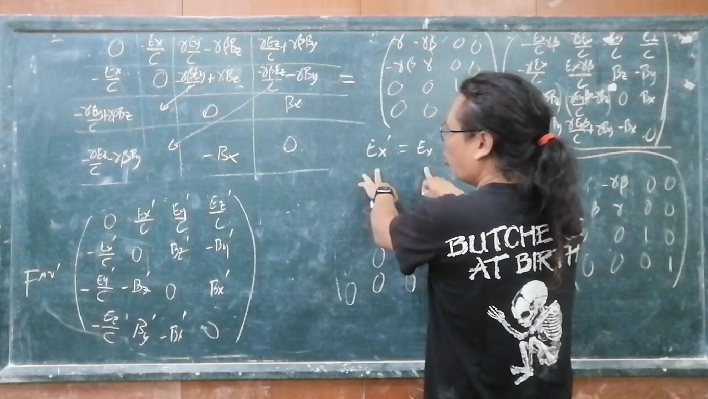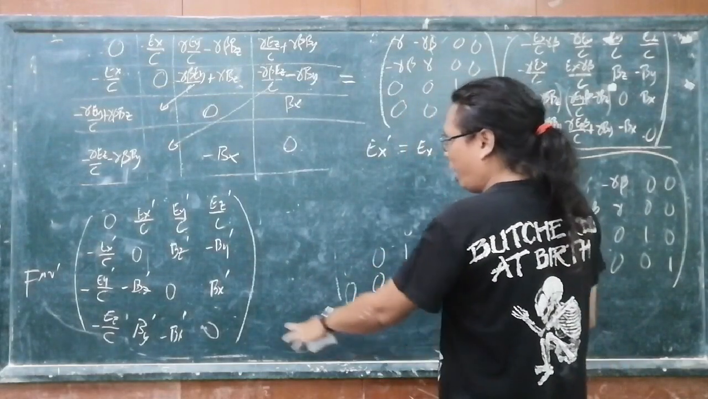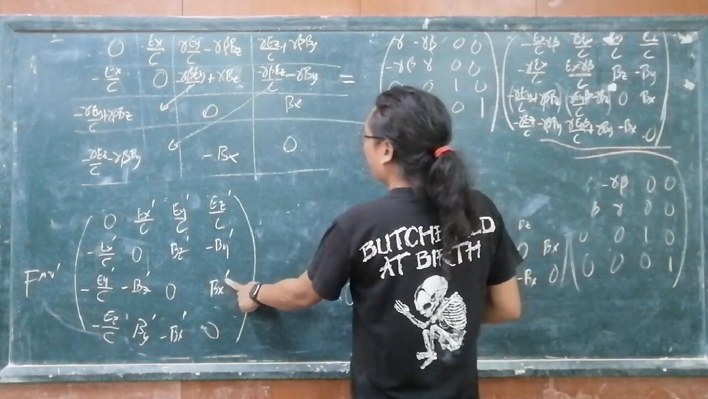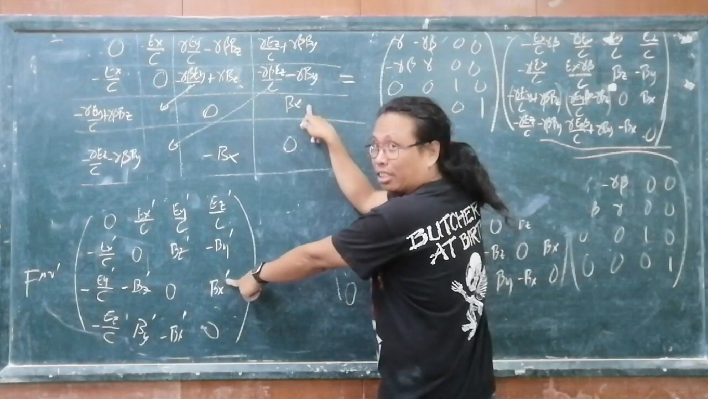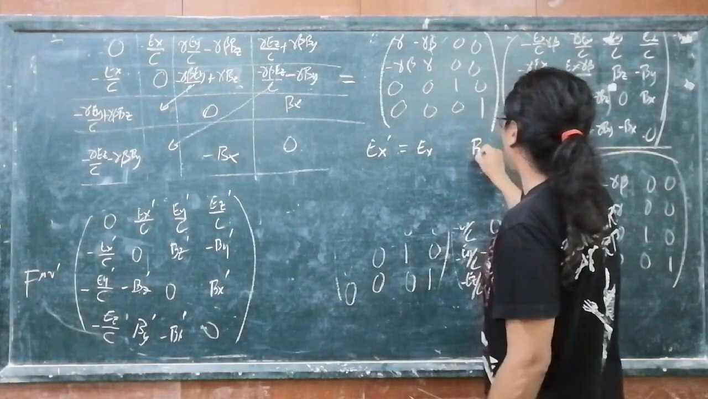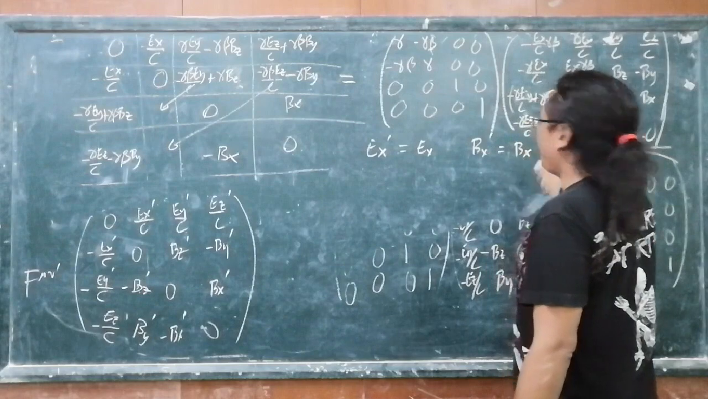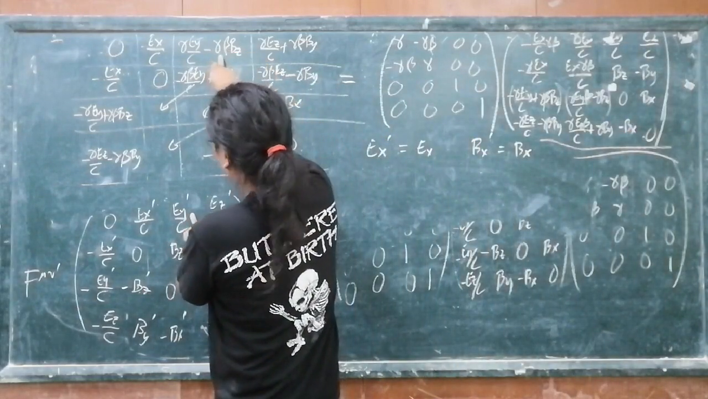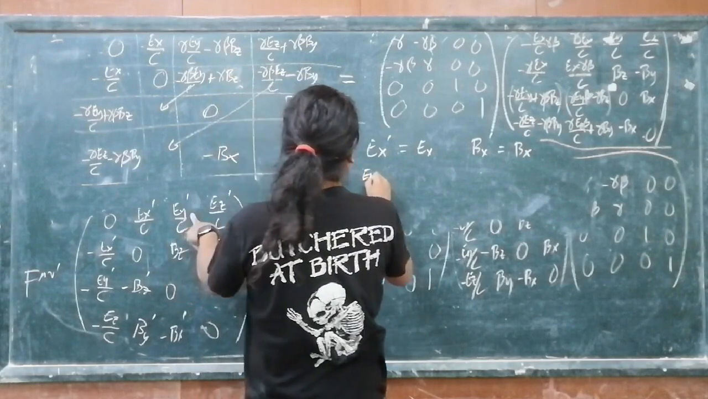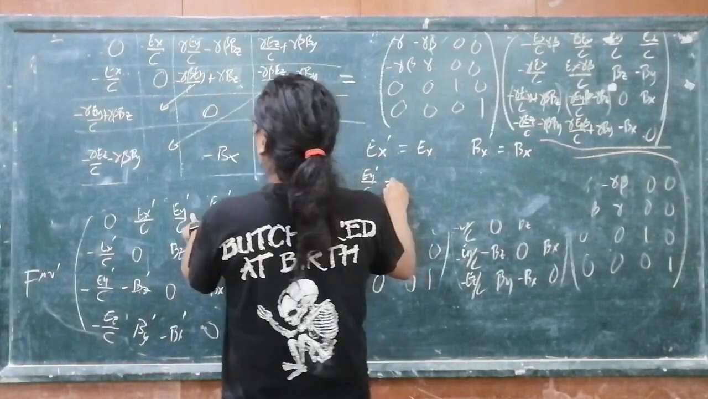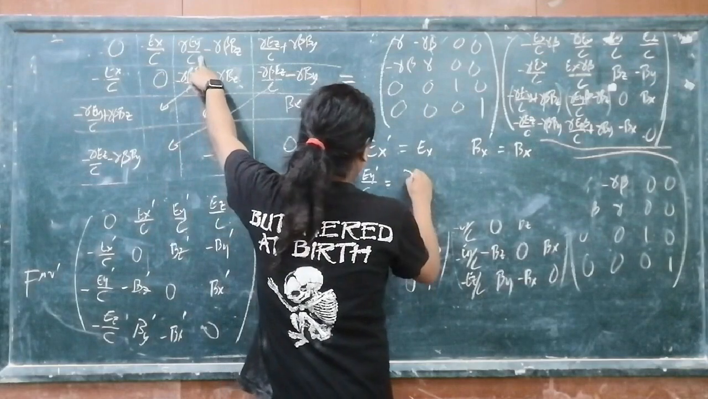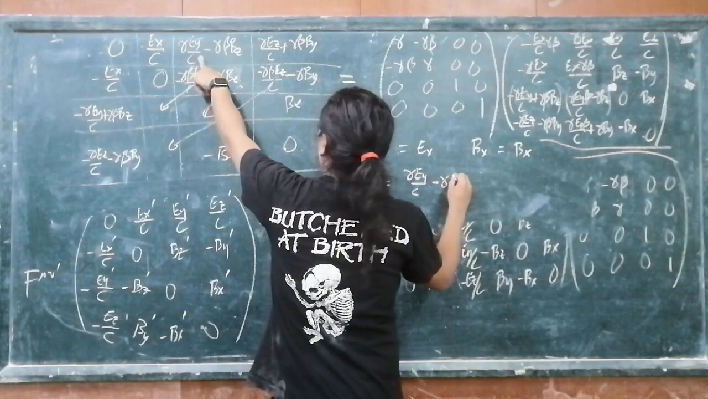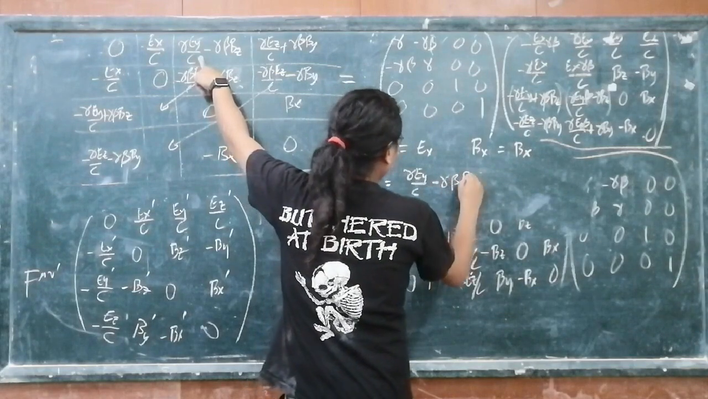Okay, next. Well, we know that BX, look, BX is equal to what? BX prime is also BX, right? So here we have BX prime equals BX. Now, here, EY prime equals this. So EY prime over C equals what? Equals gamma EY over C minus gamma beta BZ.